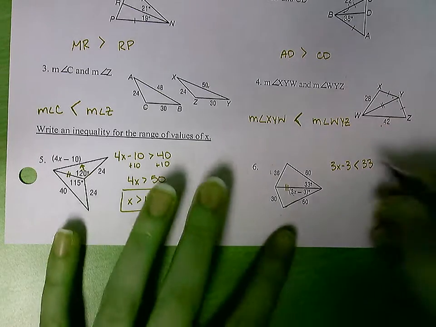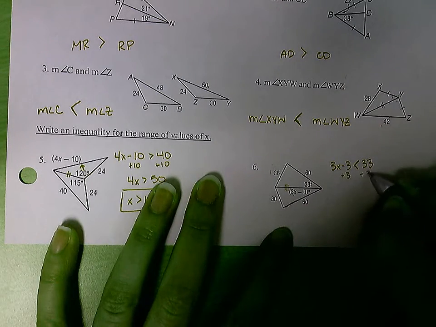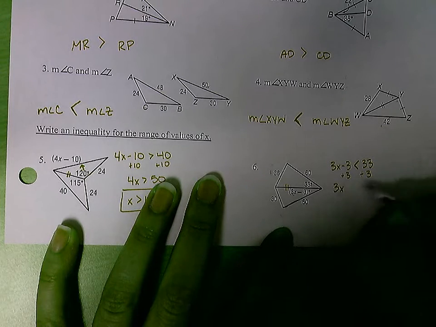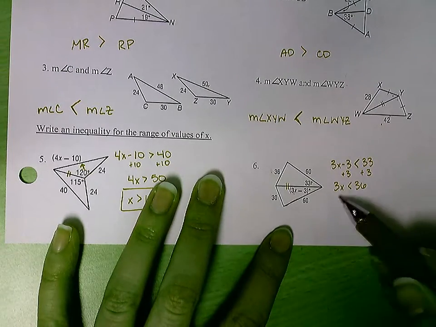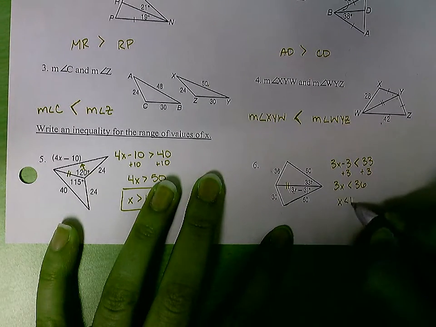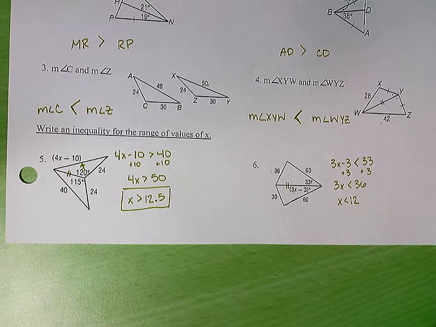And again, I want to solve for x. So we're adding 3 to get 3x is less than 36. Divide by 3. And x has to be less than 12. Now, if I'm talking about an angle measure, can my angle measure be negative? No. Your angle measure cannot be negative. But right now I'm saying my x values have to be less than 12. That would include all of your negative values up until negative infinity.